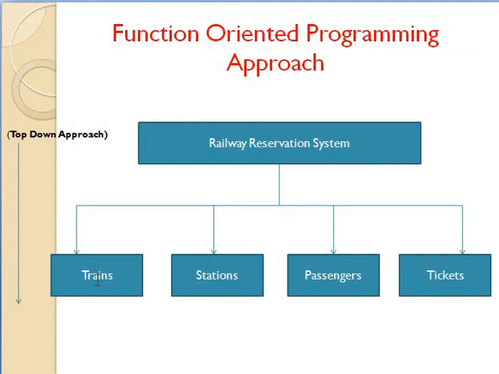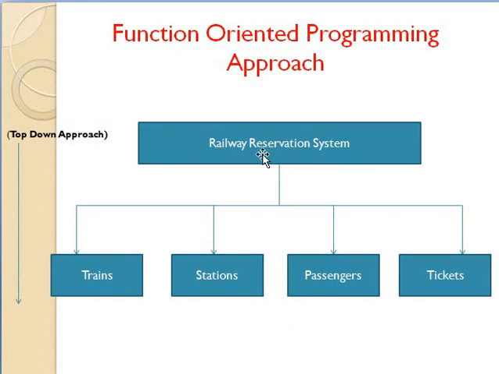That is the train, which is the first module, the station, which is the second module, the passenger, which is the third module, and tickets, which is the fourth module, as shown in this figure. And all these modules, starting from trains to stations to passengers till tickets, will execute independently, and then they are integrated together to solve the entire railway reservation system problem.